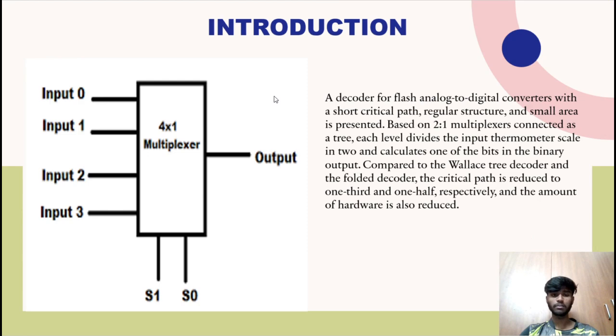First, we are discussing the introduction. A decoder for flash analog to digital converters with a short critical path, regular structure, and a small area is presented, based on 2:1 multiplexers connected as a tree. Each level divides the input thermometer scale in two and calculates one of the bits in the binary output. Compared to the Wallace tree decoder and the folded decoder, the critical path is reduced to one third and one half respectively, and the amount of hardware is also reduced.